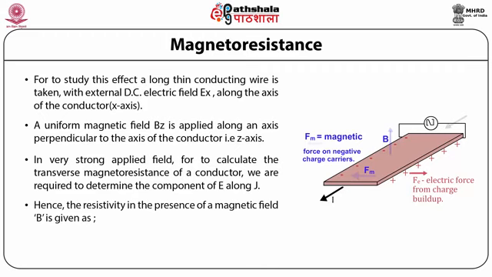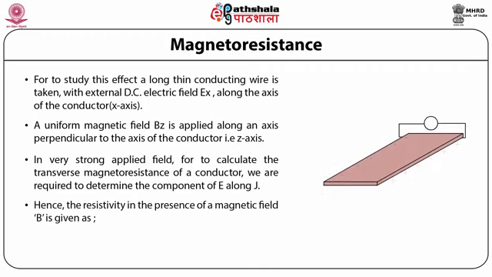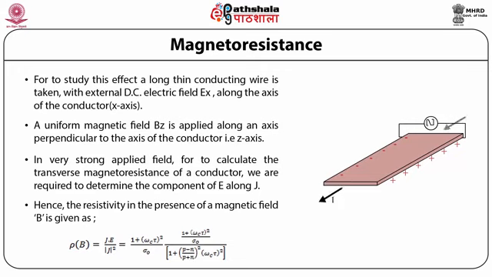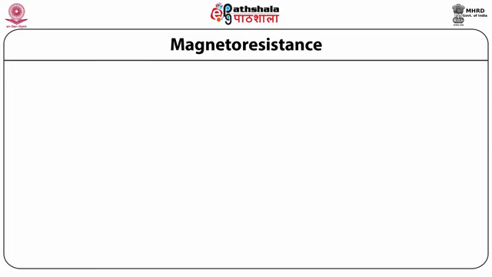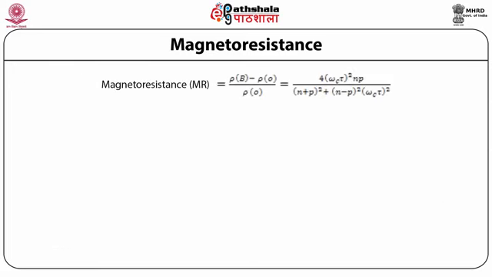Hence, the resistivity in the presence of magnetic field B is given as ρ(B), equal to J·E over J squared, which comes out as shown in equation 7. By using equation 7, we get the magnetoresistance MR equal to ρ(B) minus ρ(0) over ρ(0). That is, one is the resistivity at a particular magnetic field, the other is the resistivity at zero magnetic field, over the resistivity at zero magnetic field, which comes out to be 4(ω_c τ)² np over [(n+p)² + (n−p)²(ω_c τ)²], as shown in equation 8.